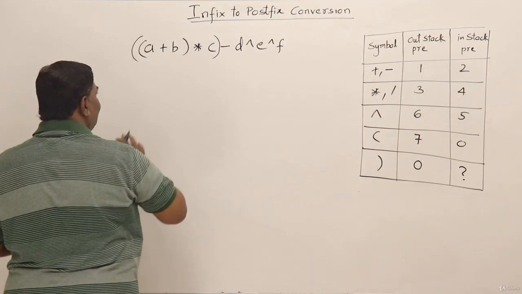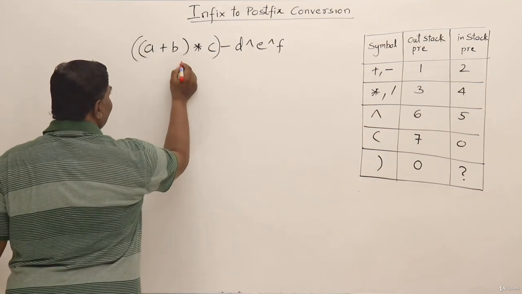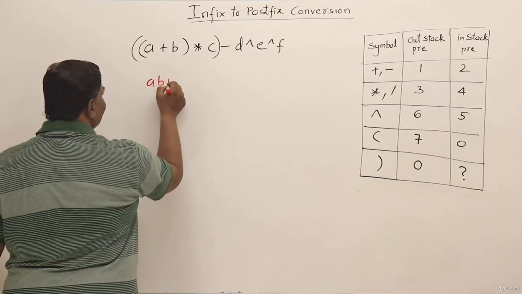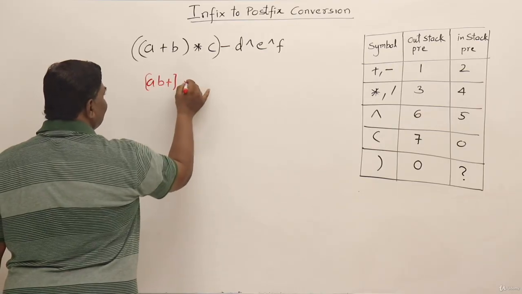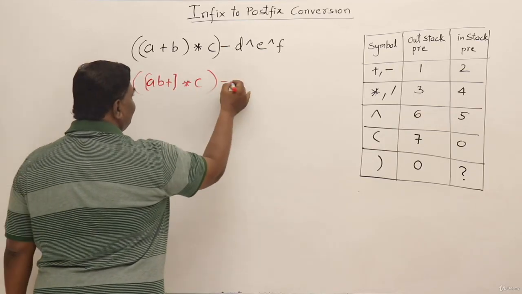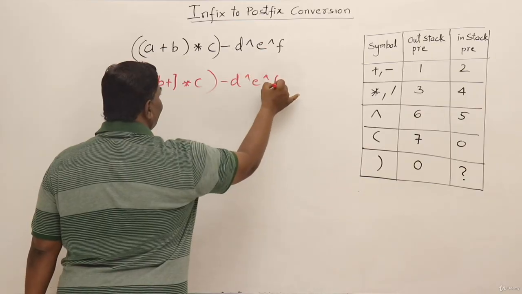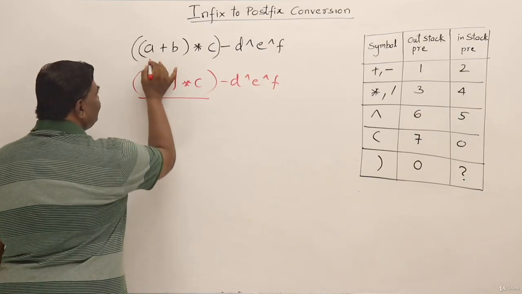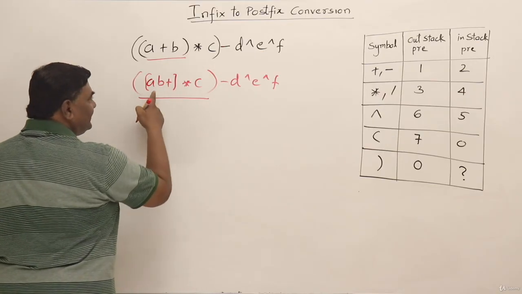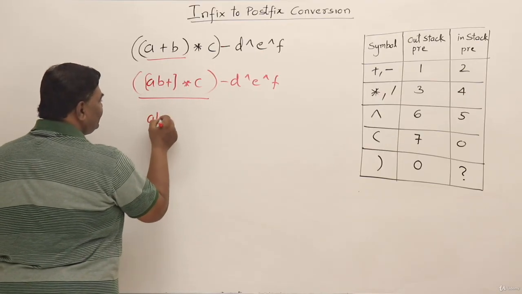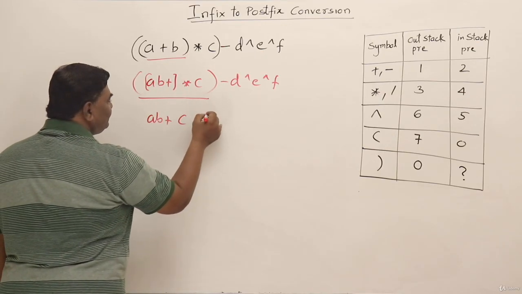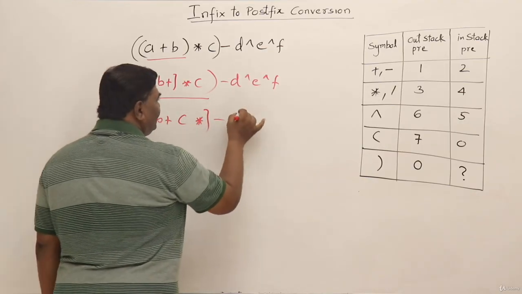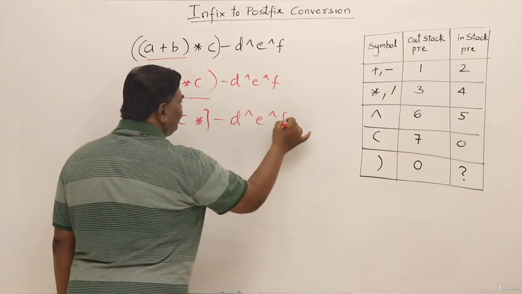But inside that, one more bracket is there. Convert this one first into postfix. So this is AB plus, put it into the bracket. Then star C, again bracket is there, minus D power E power F. Then which one? This bracket. So this we have finished, right? This bracket. So left side, right side, then star. Left side, right side, then star. This is converted. Minus D power E power F.